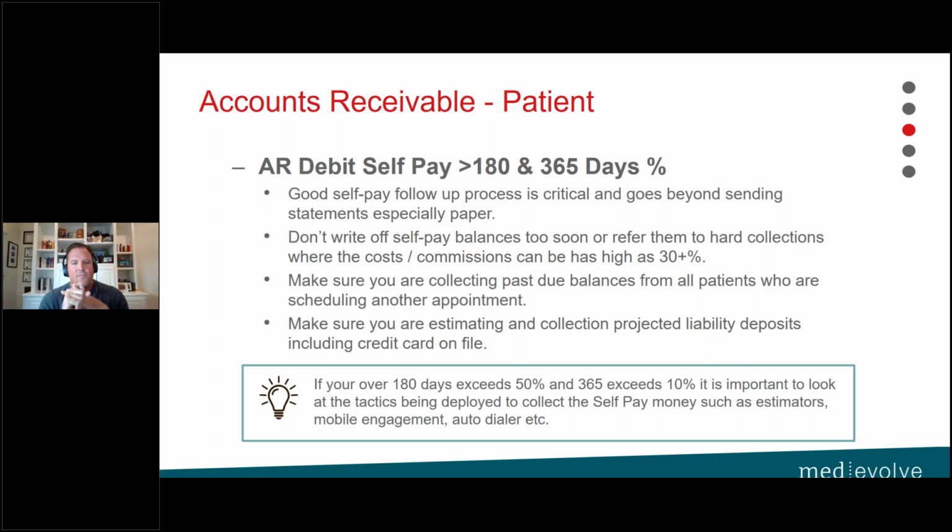You have to get both of those. It's not just a physical address anymore. Make sure that the insurance is eligible. Make sure that the benefits for what they're about to do are eligible.